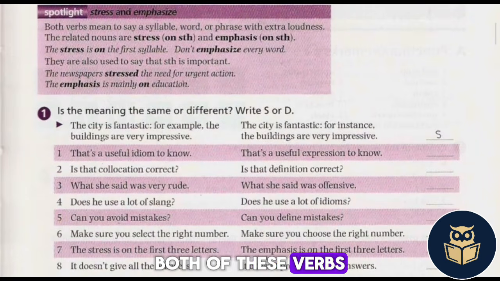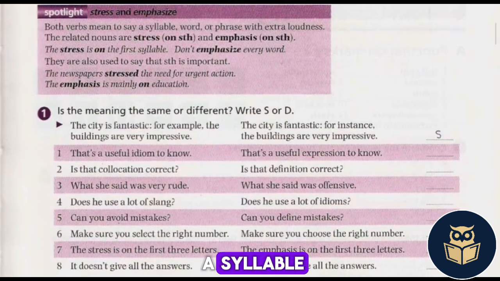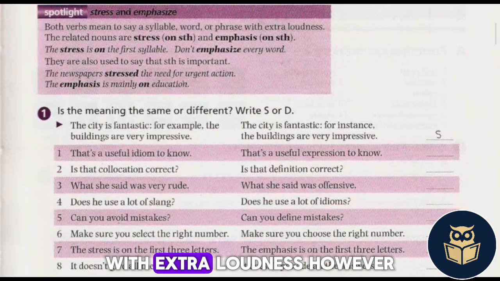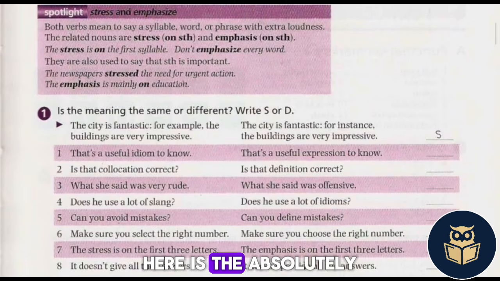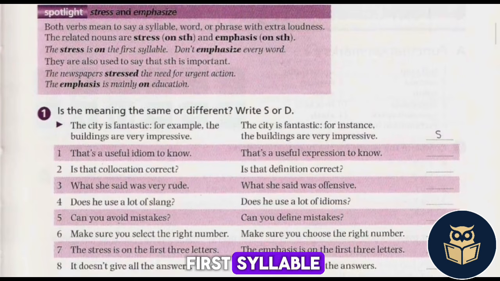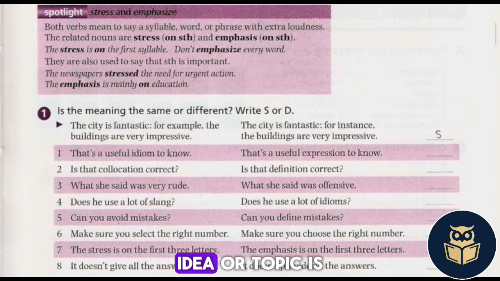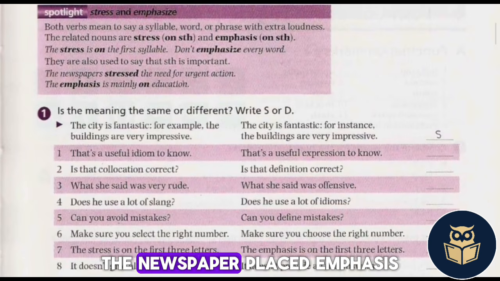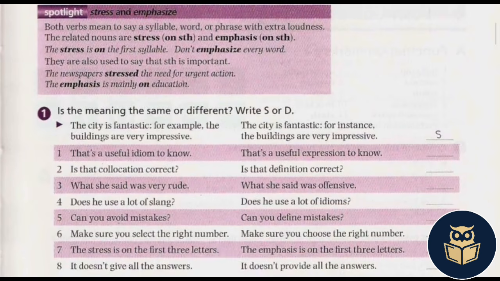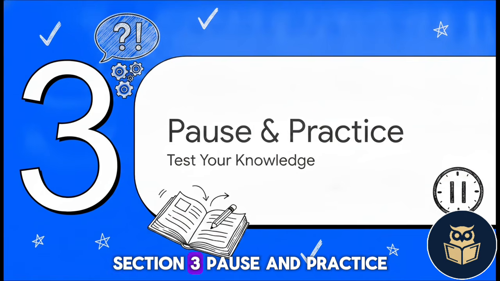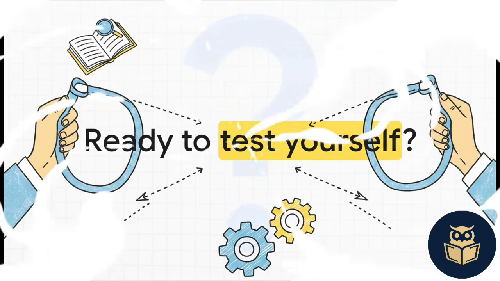Let's shine a spotlight on 2 words that tend to confuse a lot of learners, stress and emphasis. Now, both of these verbs essentially mean to say a syllable, word, or phrase with extra loudness. However, here is the absolutely crucial difference. Stress usually applies to the specific syllables within a single word. So you'd say the stress is on the first syllable. Emphasis, on the other hand, is usually used when a broader idea or topic is deemed important. For example, you might say, the newspaper placed emphasis on education. Make sense?